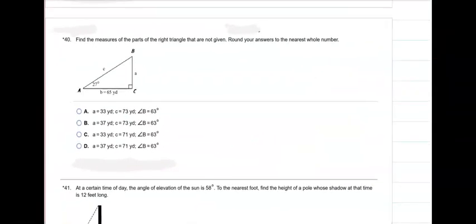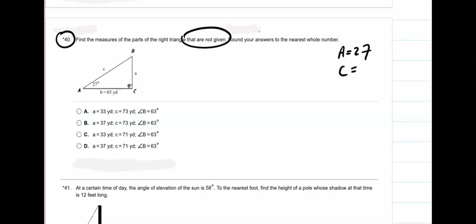Question number 40. Find the measure of the parts of the right triangle that are not given. So what is not given here? Angle A is given, which is 27. Angle C is given, which is 90. So let me write here: A is given as 27, C is given as 90. Now B is not given.